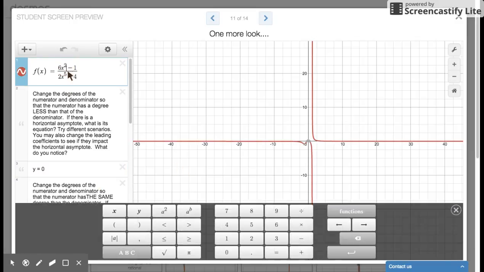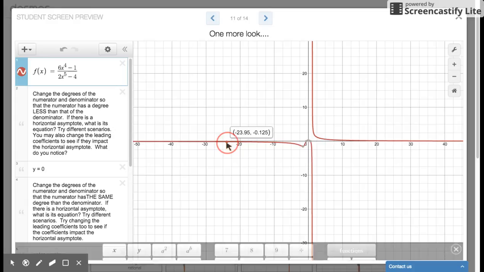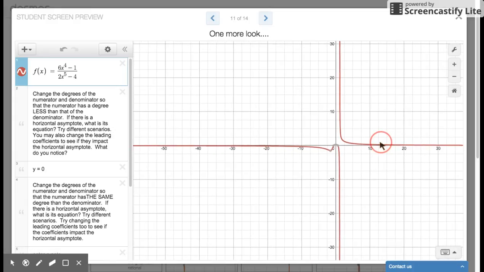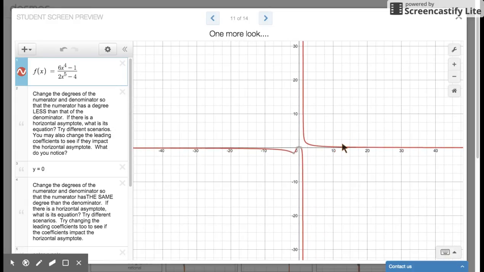Now let's try other scenarios. Let's make the numerator have an exponent of 3, or a degree of 3. Still, the horizontal asymptote is at 0. If I make this equal to 4, still less than that of the denominator, the horizontal asymptote is still y equals 0.